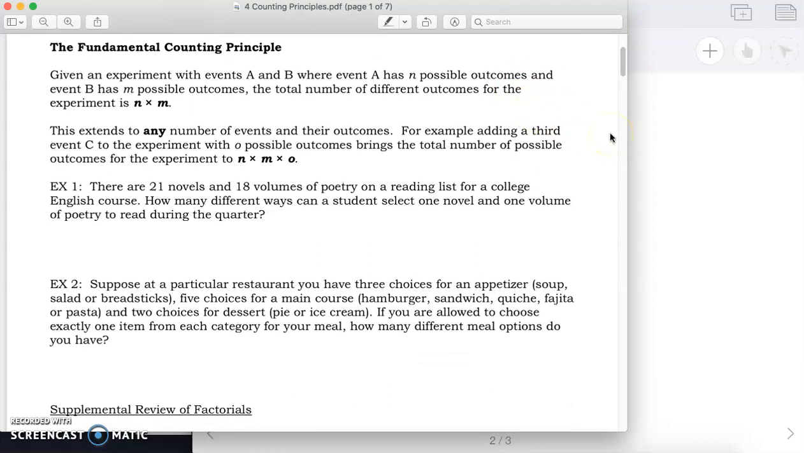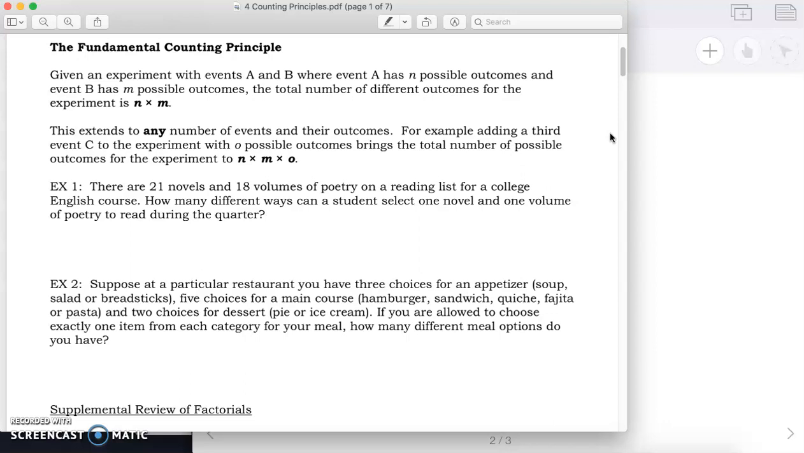and event B has m possible outcomes, the total number of different outcomes for the experiment is n times m. This extends to any number of events and their outcomes. For example, adding a third event C to the experiment with O possible outcomes, which I know is a little confusing with 0, but it's O possible outcomes, brings the total number of possible outcomes for the experiment to n times m times O. So here's an example.